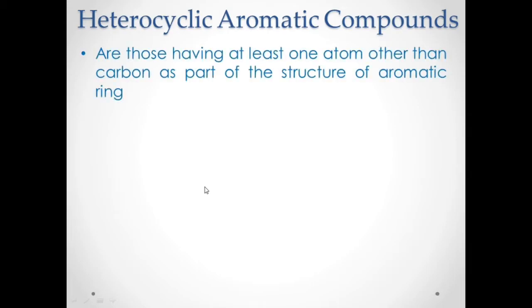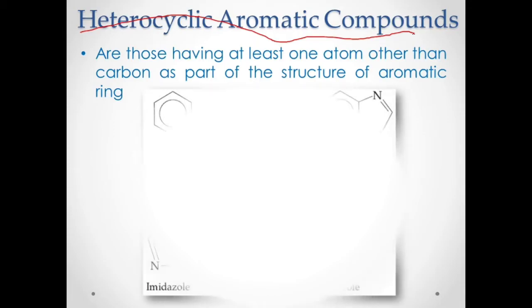Our last topic for aromatic hydrocarbons is what we call the heterocyclic aromatic compounds. So what are heterocyclic aromatic compounds? These are compounds with at least one atom other than carbon as part of the structure of the aromatic ring. Remember your benzene? In benzene, all of the atoms in the structure are carbon, six carbons. If you replace one carbon with another atom like nitrogen or oxygen, then that is what we call a heterocyclic aromatic compound.